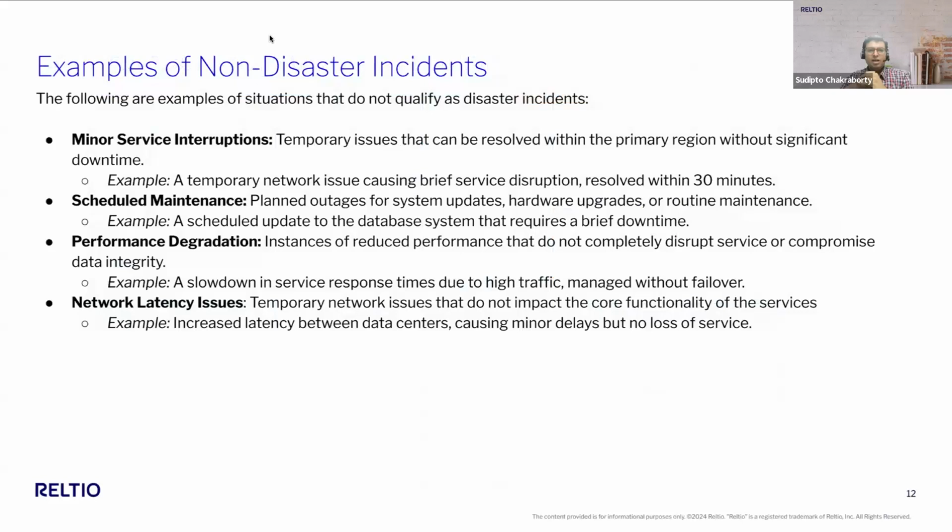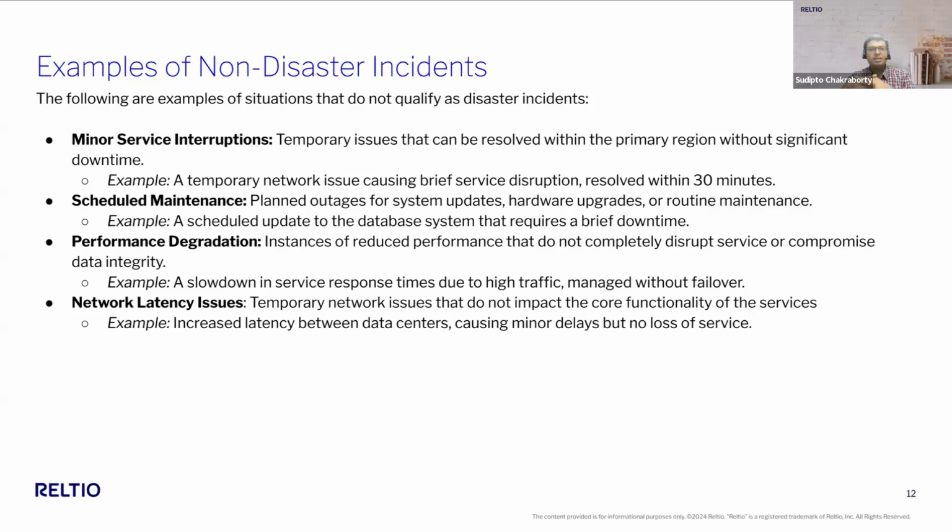Here, I'll give some examples of incidents that actually do not qualify as a disaster, right? Because it is worth noting that many issues can occur that actually don't require flipping to the secondary region, and we don't invoke the big red DR switch for minor hiccups. So for example, minor service interruptions are temporary small scale issues which we can resolve within the primary region fairly quickly.